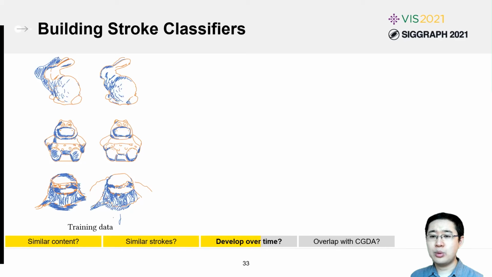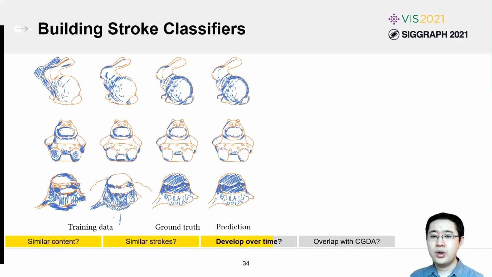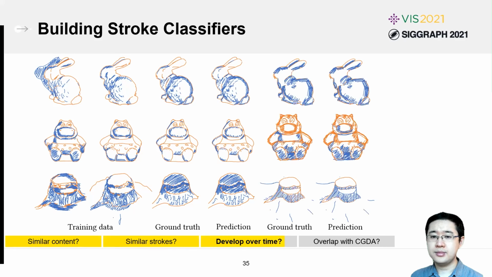Here we show sample label tracings used for training the classifiers. Orange represents geometric contours and blue represents tone details. We trained the first classifier using 80% tracings and tested it on the remaining tracings. We can see that the prediction is very similar to the ground truth. We also trained another classifier using all tracings as training data and tested it on freehand drawings. The classifier was still able to predict a correct label for most strokes.